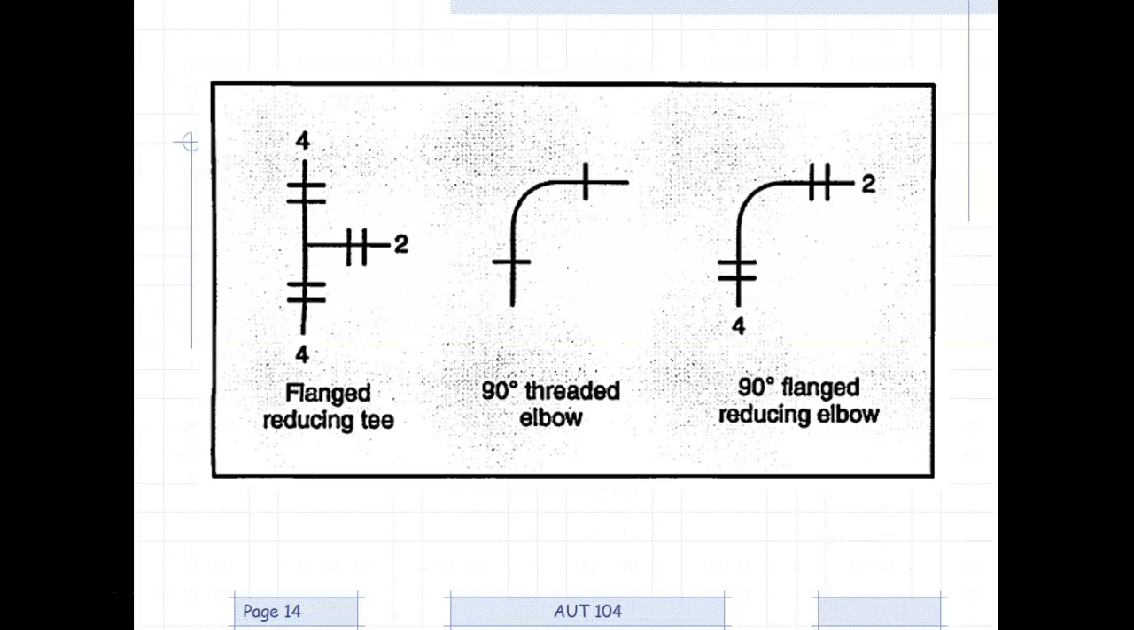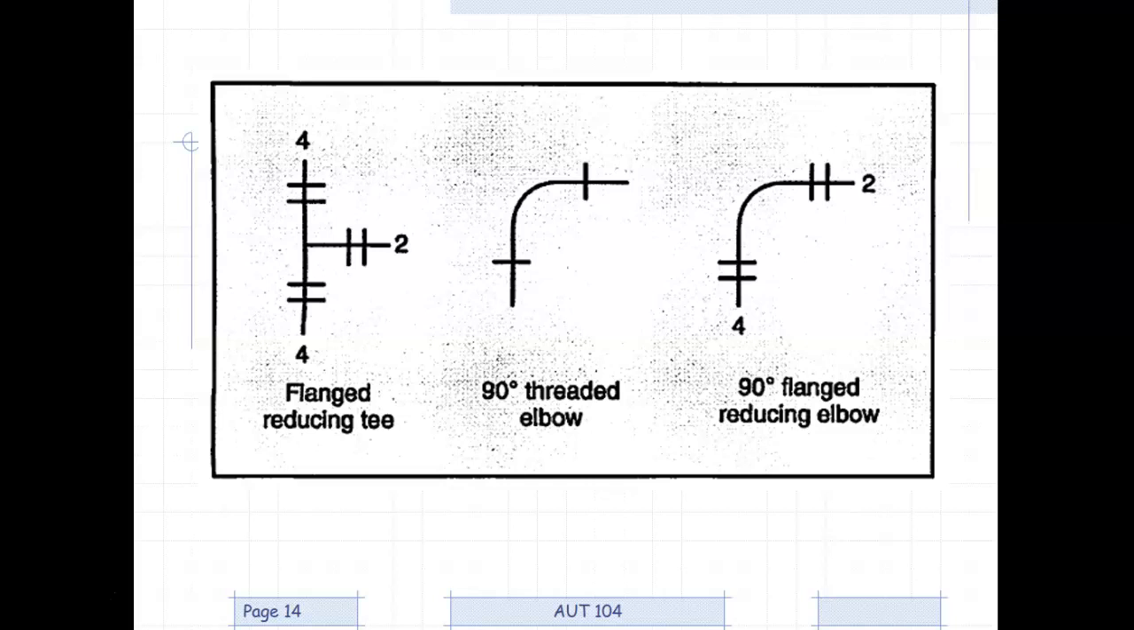You have a 90 elbow. Now, I don't think I could have done that any worse. Where's my rag go? Okay, I just had a rag. There it is. So you have a 90-degree elbow.